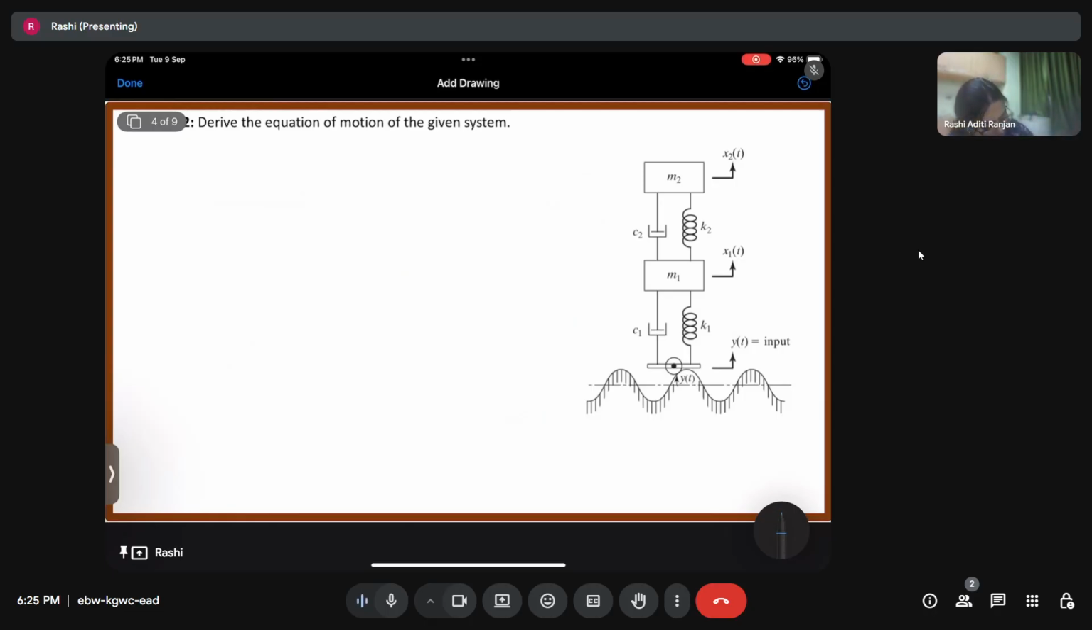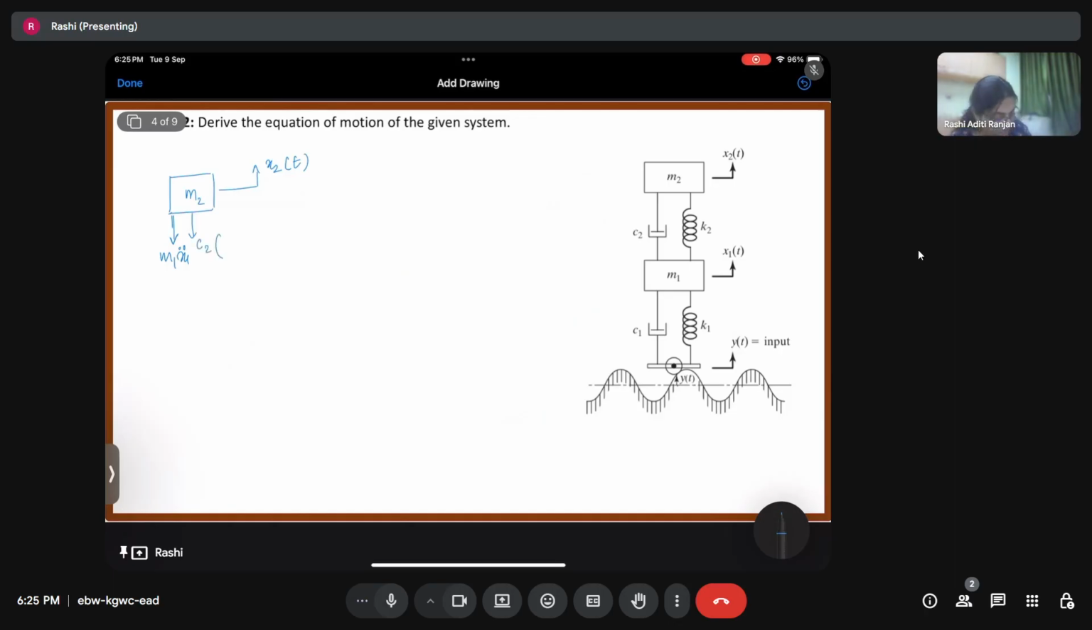So for the mass M2, if I make the free body diagram, if it is getting displaced by x2 amount in the upward direction, the inertia force is going to act in the downward direction. Okay. Then, since the mass is going upward, the spring and dashpot are going to apply a force in the downward direction.